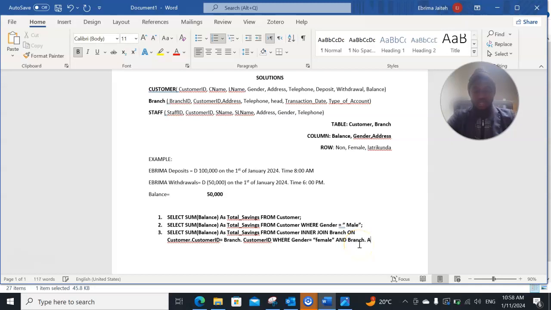dot address. So it means what? I'm specific here about the address. So we know that we have address here, we also have address here, and we also have address here. So if I only say address equals to Latrikunda, what do you think will happen? It will not be specific to the branch. It can give me the address of the customer. It can give me the address of the staff. You understand? So to be more specific, you bring the name of the table, that is the branch table. You say dot what? Address. So this one is specific to the address of the branch.